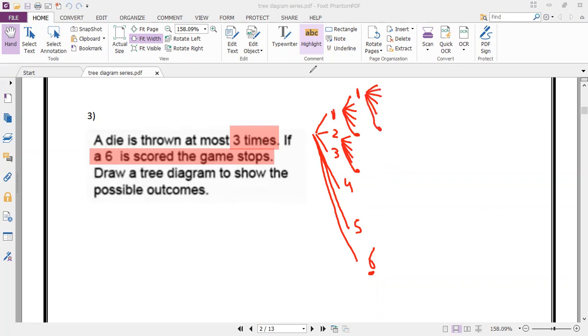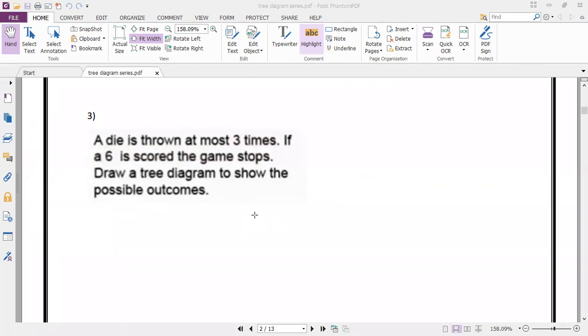So it's horrendous to draw the tree diagram using this way, but I'll tell you a trick to draw the tree diagram. We might get 6 or not get 6 for the first time, okay? If you got 6, the game stops. And if you didn't get 6, we call it 6 complement, any number except 6. So we will do it again.